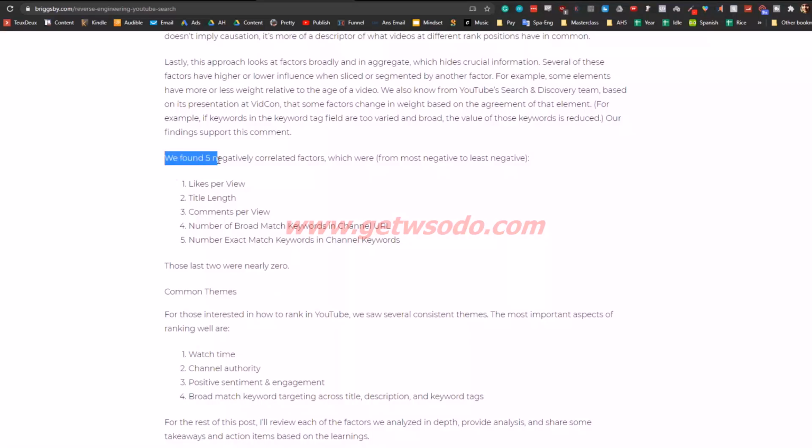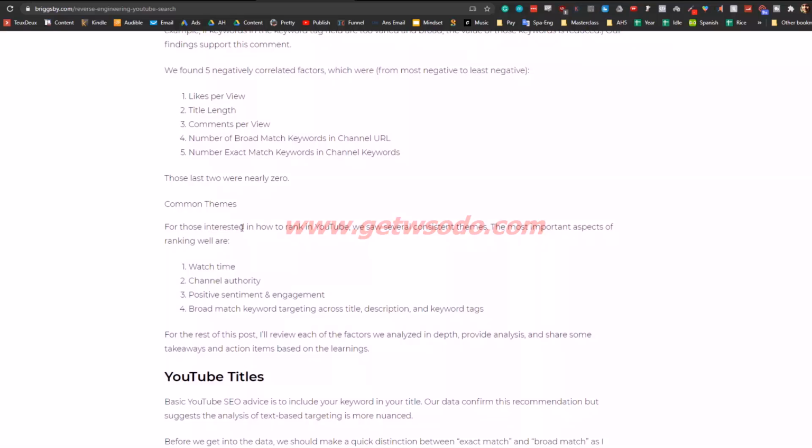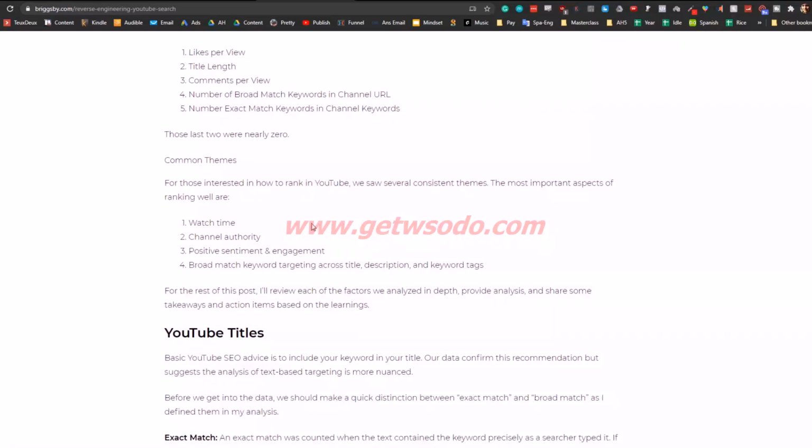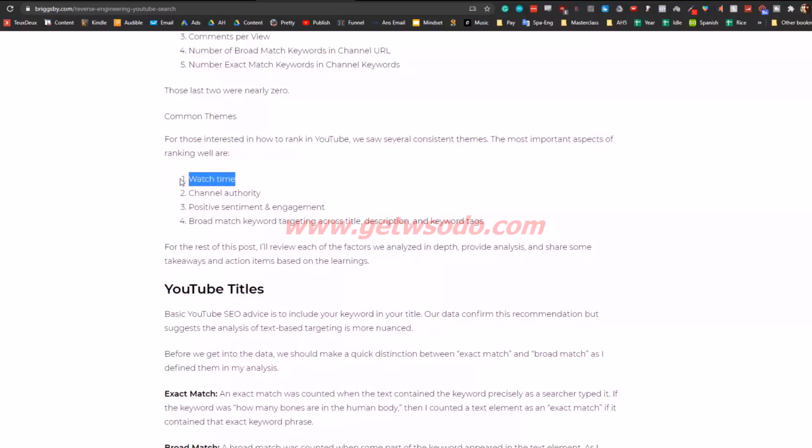But they found five negatively correlated factors, which were, from most negative to least negative: likes per view, title length, comments per view, number of broad match keywords in channel URL, and number of exact match keywords in channel keywords. Also, for those interested in how to rank on YouTube, these are the consistent themes that they saw rank well. So watch time, we already know that watch time and click-through rate are very, very big on YouTube.